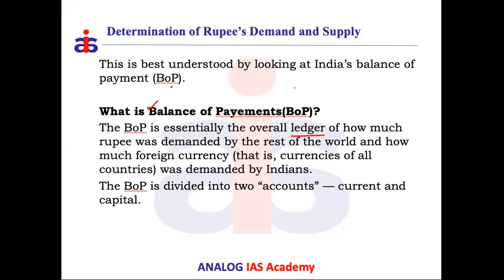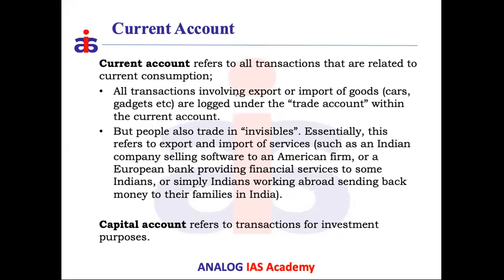If you are maintaining them in a balance sheet, then that is called the balance of payments. Generally, the balance of payments is divided into two types of accounts. One is the current account, another one is the capital account. So what does it mean by current account? Suppose you can see two ways in which money will flow out of India and come into India. The first instance is trade.